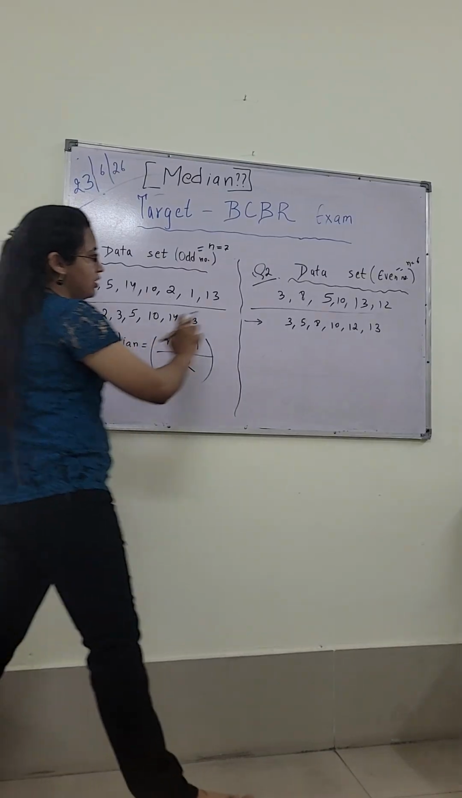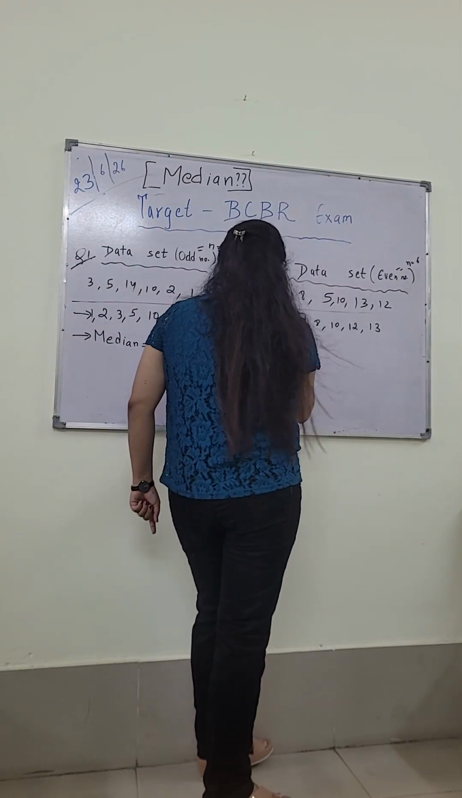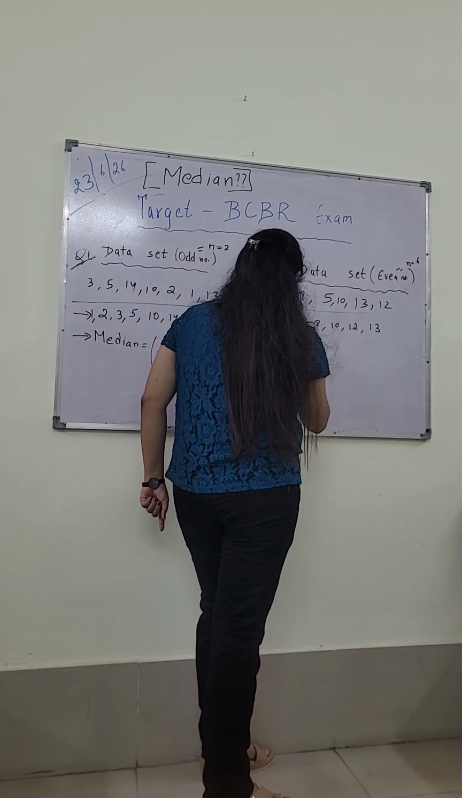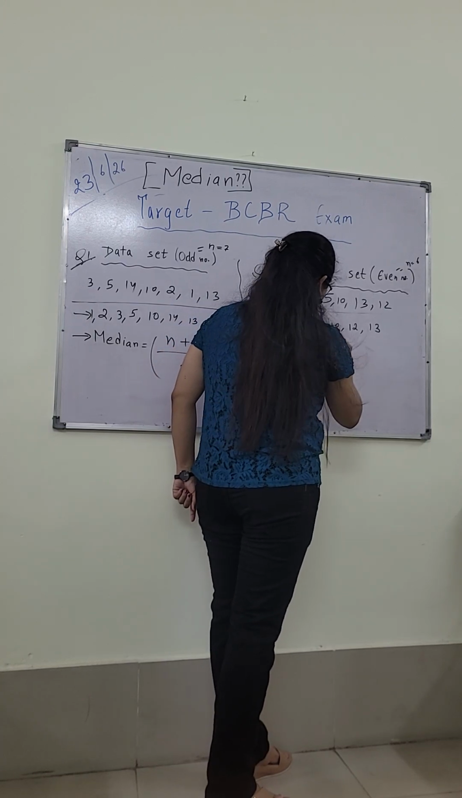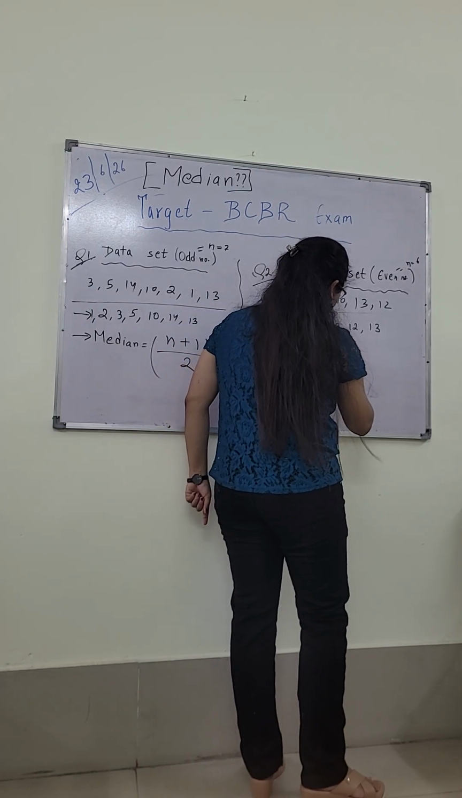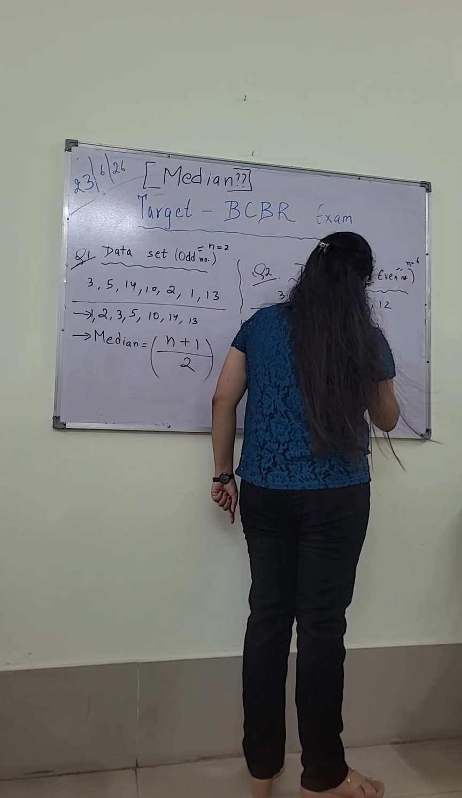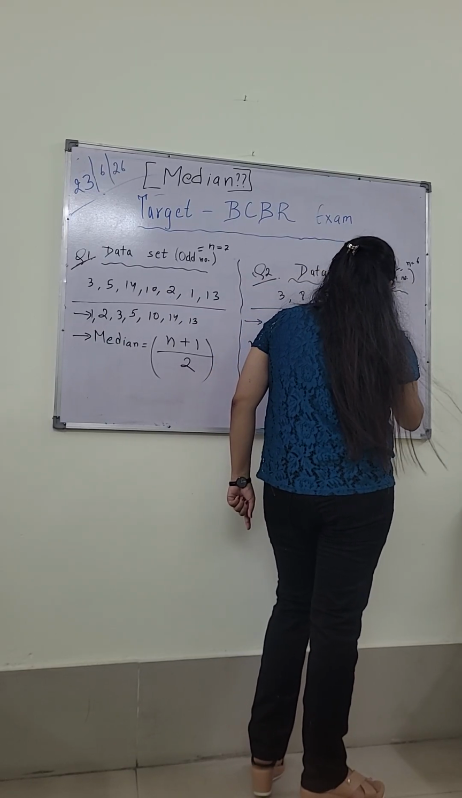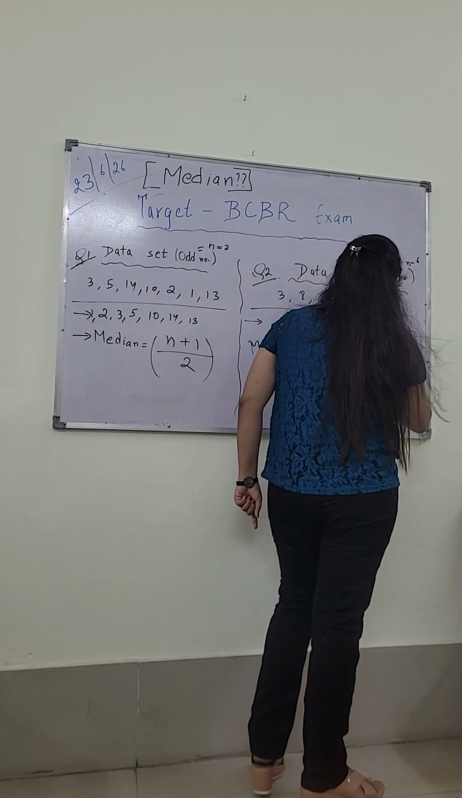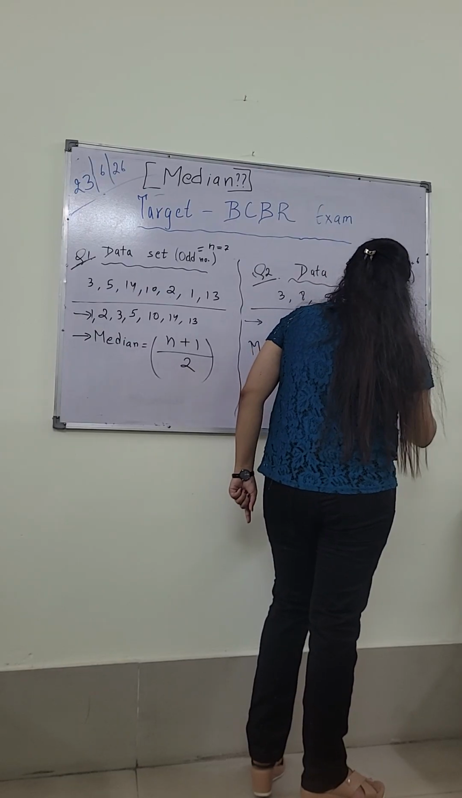And for even number of data sets, the formula for median is n by 2 plus n by 2 plus 1, all by 2.